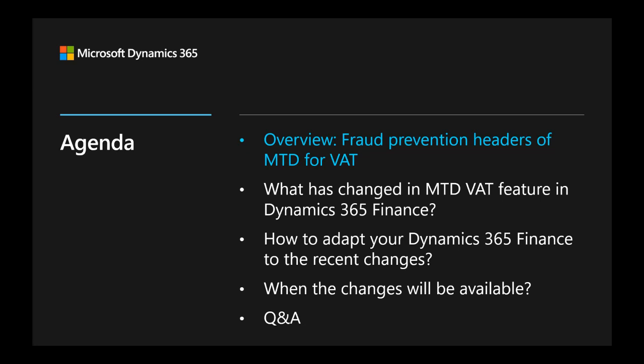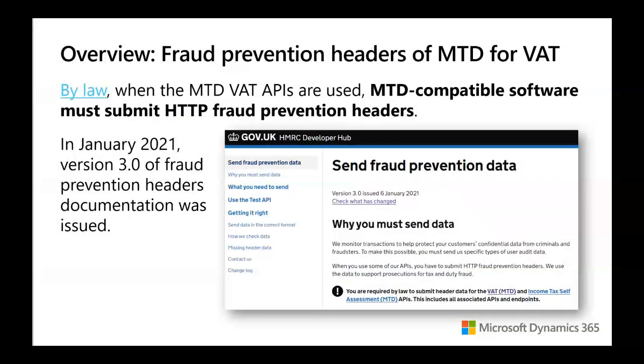Okay, let's focus on our main subject and go to the overview of the fraud prevention headers requirement in MTD for VAT. As I mentioned in the very beginning, by law, all the HTTP requests sent to the MTD VAT APIs of HMRC must include specific types of user audit data. According to information on the HMRC web portal, you can find this information by the link on this slide. This user audit data is collected to help protect confidential data of companies from criminals and fraudsters.